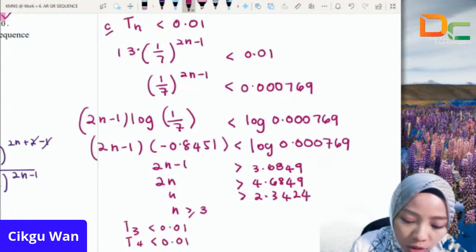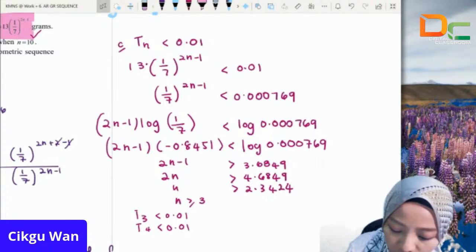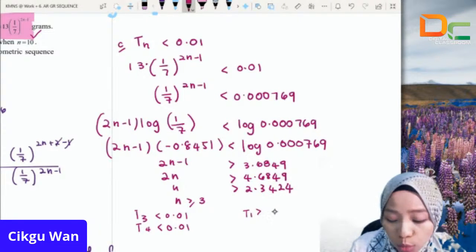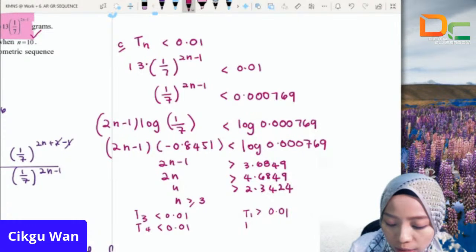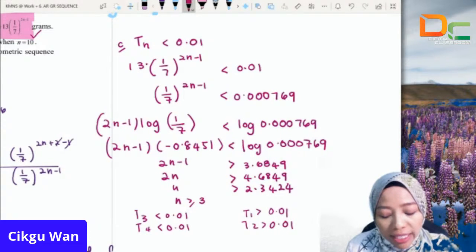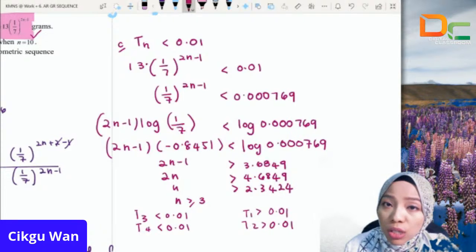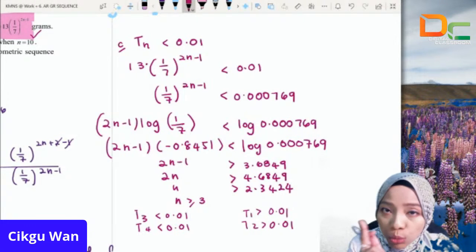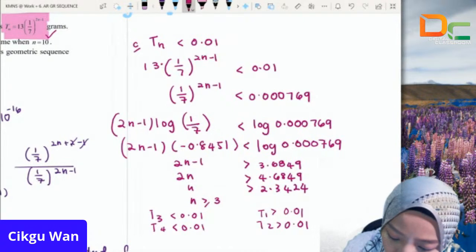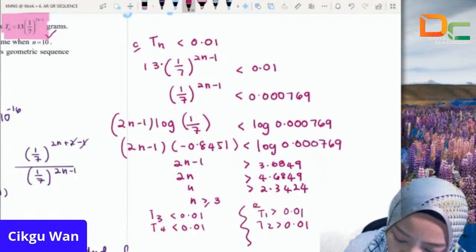Okay. Betul tak? Okay. You boleh check T1. Mesti dapat lebih besar daripada 0.01. Dan T2 pun akan dapat lebih besar daripada 0.01. This is what the equation means lah. Okay, I tunjuk satu, yang lain you buat sendiri. Okay, contoh you masukkan satu dalam Tn. Example. Okay, proof.